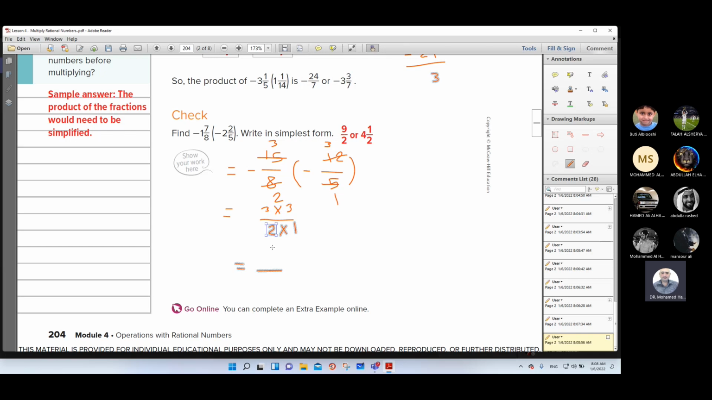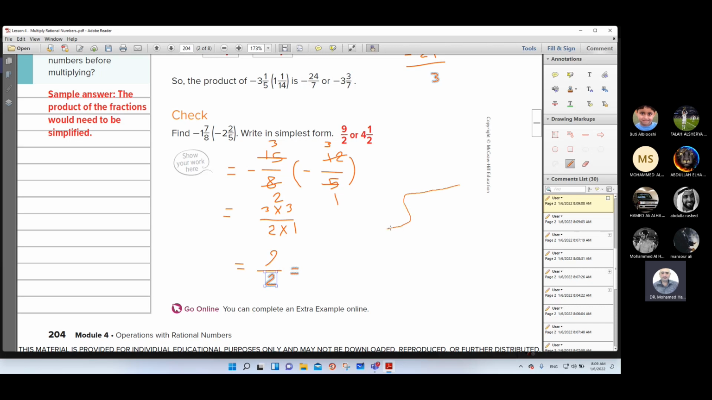So 3 times 3 will be 9. And 2 times 1 will be 2. Then you can change this fraction to the mixed number using the long division. 9 divided by 2 will be 4. 4 times 2 equal 8. 9 minus 8 will be 1.